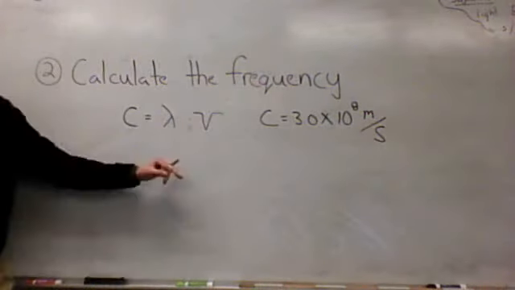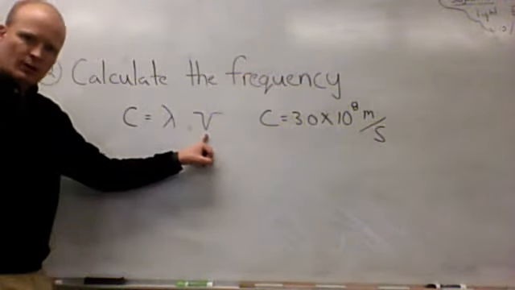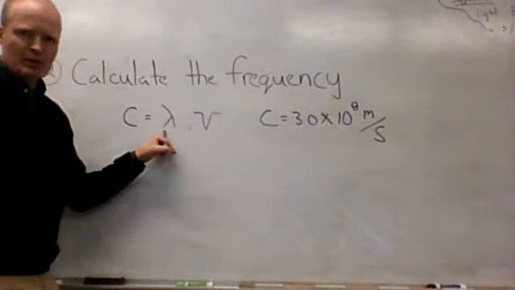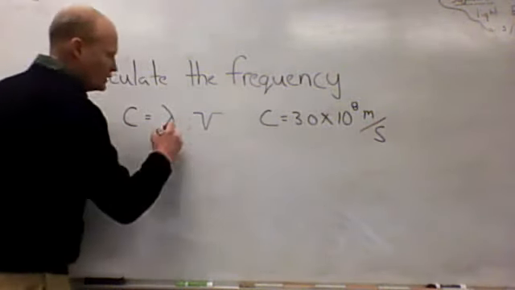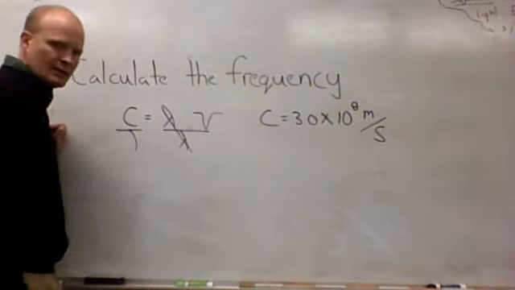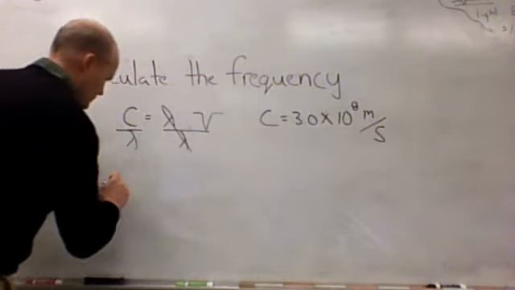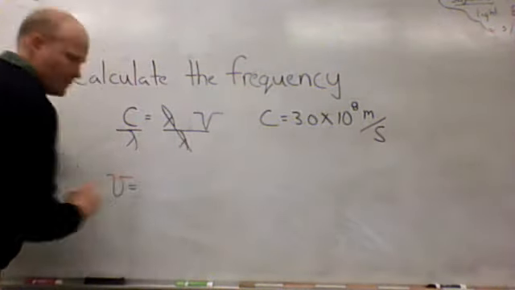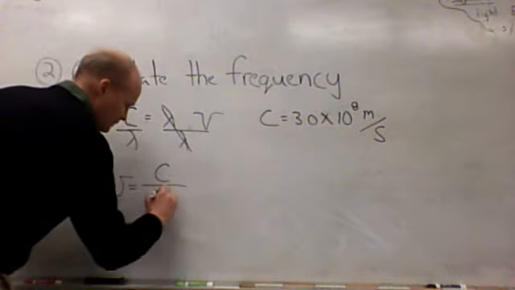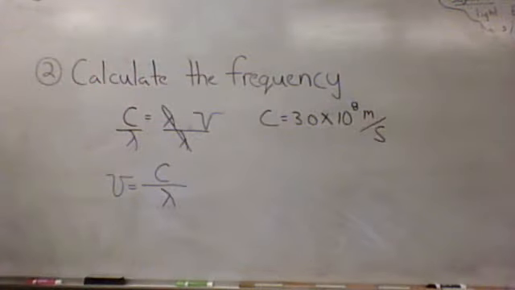Okay? So if we're trying to solve for frequency, we want to rearrange this equation so that we can solve for frequency, so that it's all by itself. Right now, because it's being multiplied by lambda, we need to divide each side by lambda. That cancels lambda on this side, and we can see that frequency is equal to the speed of light divided by lambda, the wavelength.